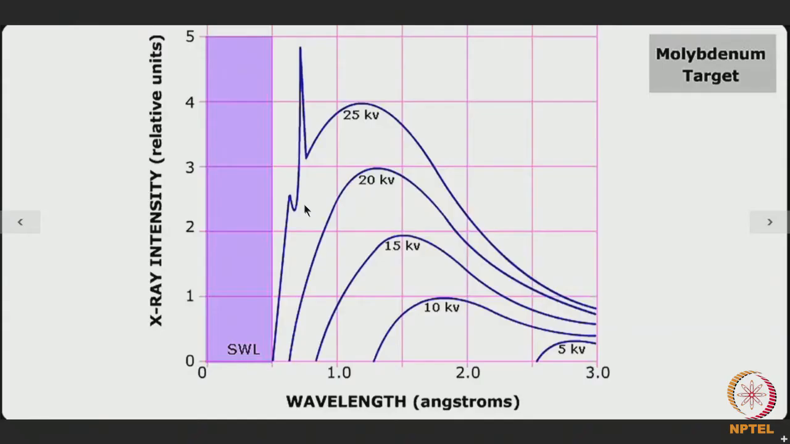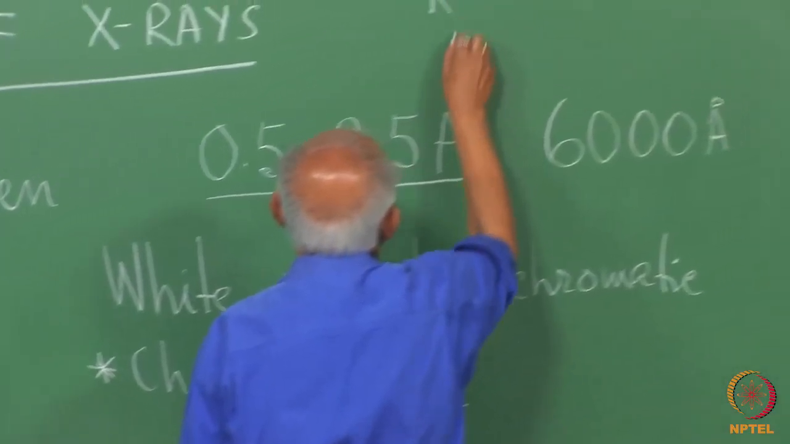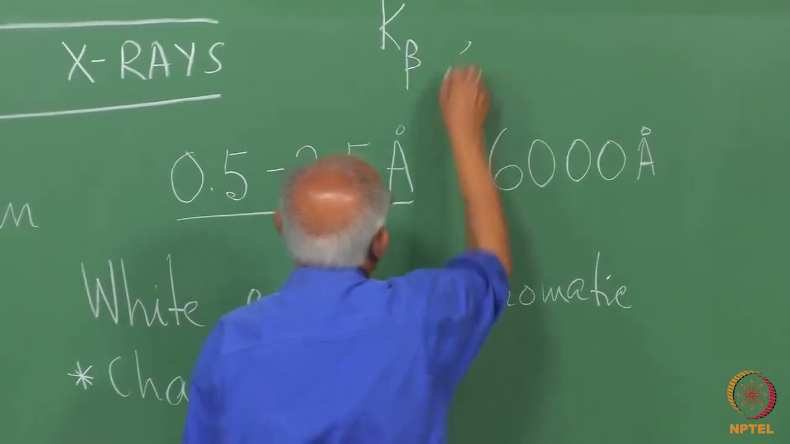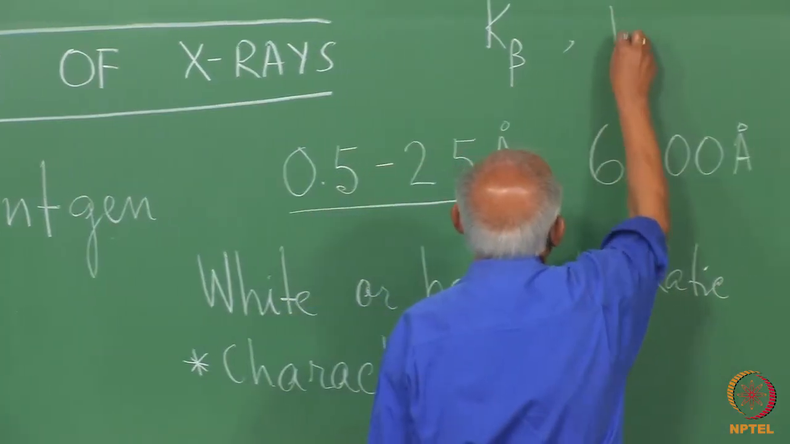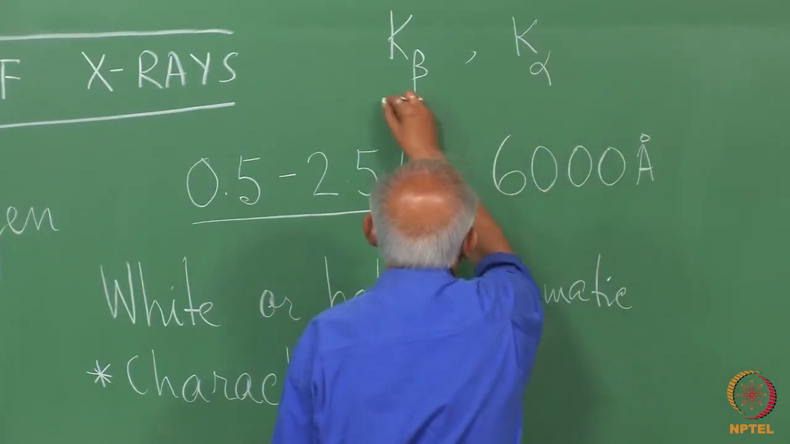Now, this wavelength here is known as the K beta wavelength. This wavelength is the K beta, the shorter one, and the more intense characteristic radiation of a larger wavelength is known as the K alpha radiation.